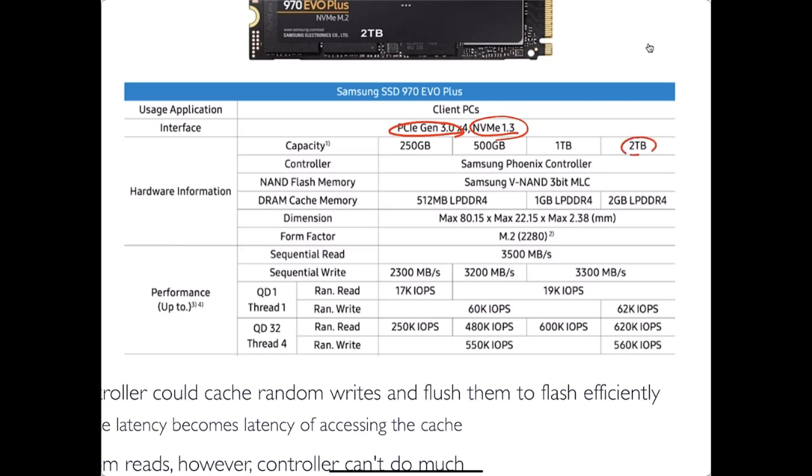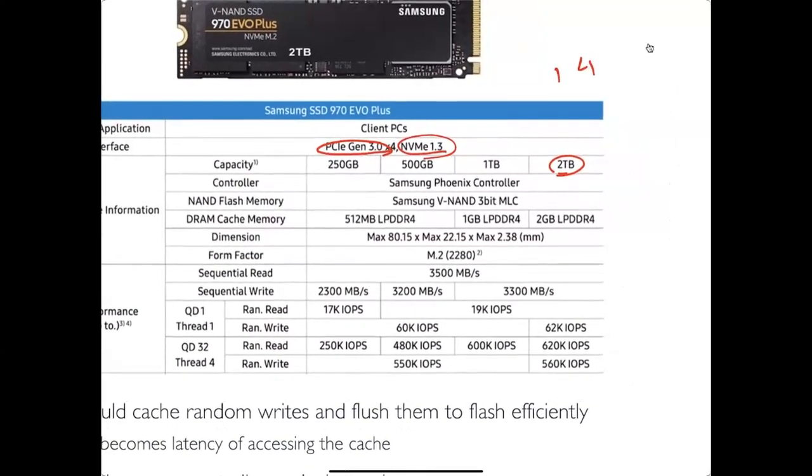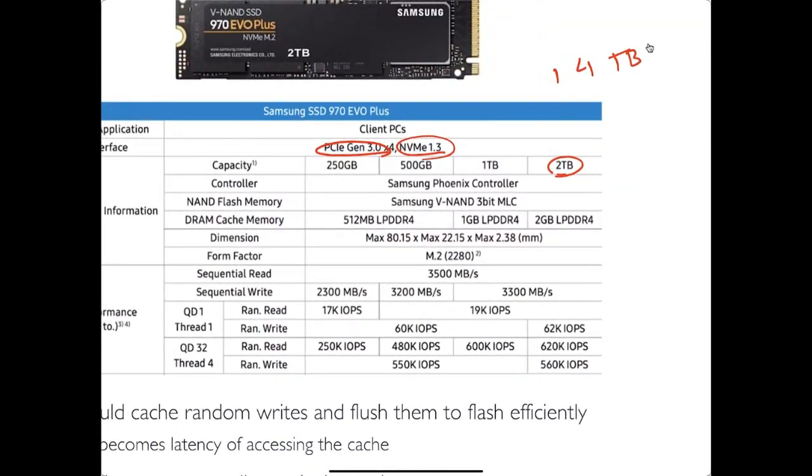The max capacity for this particular NVMe SSD is 2 terabytes. You can compare this with the 14 terabyte HDD that we saw last lecture. So the capacity is usually less than what an HDD can provide.